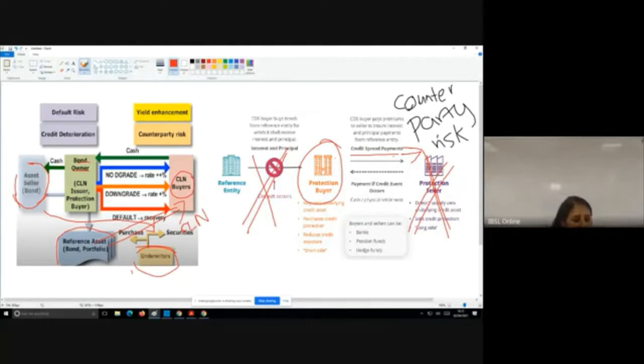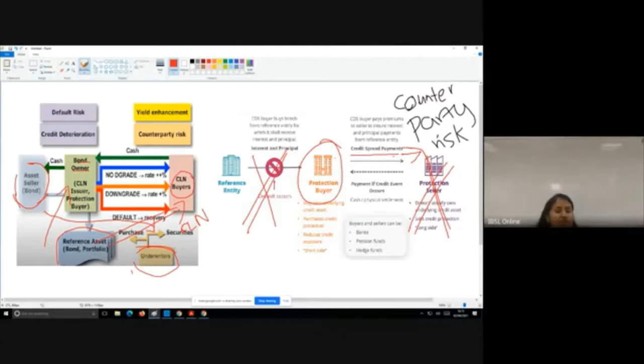And when the CLN buyers buy it, you will get money, right? That money will go to the bond owner. So upfront, even before a default incident, the bond owner now gets the cash. So this allows the bond owner, the protection buyer, to be safeguarded from counterparty risk. Why? There is no risk that this CLN buyer won't pay.